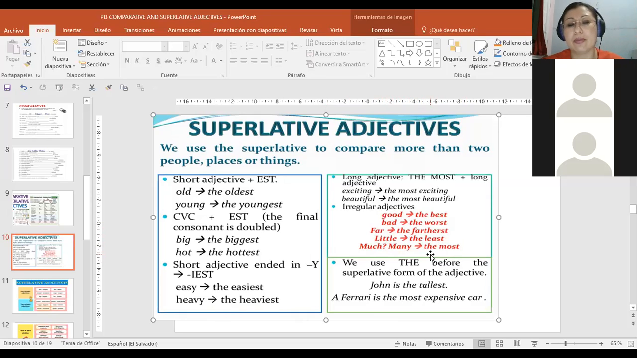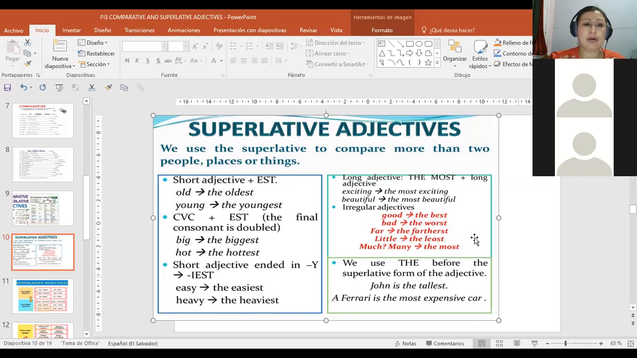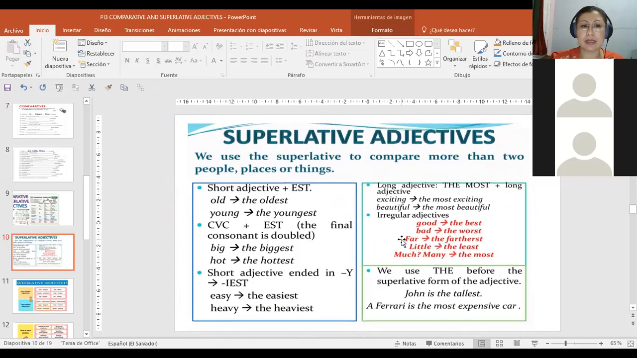We use the before the superlative form of the adjective. For example, John is the tallest. A Ferrari is the most expensive car. So here I have more examples for you.